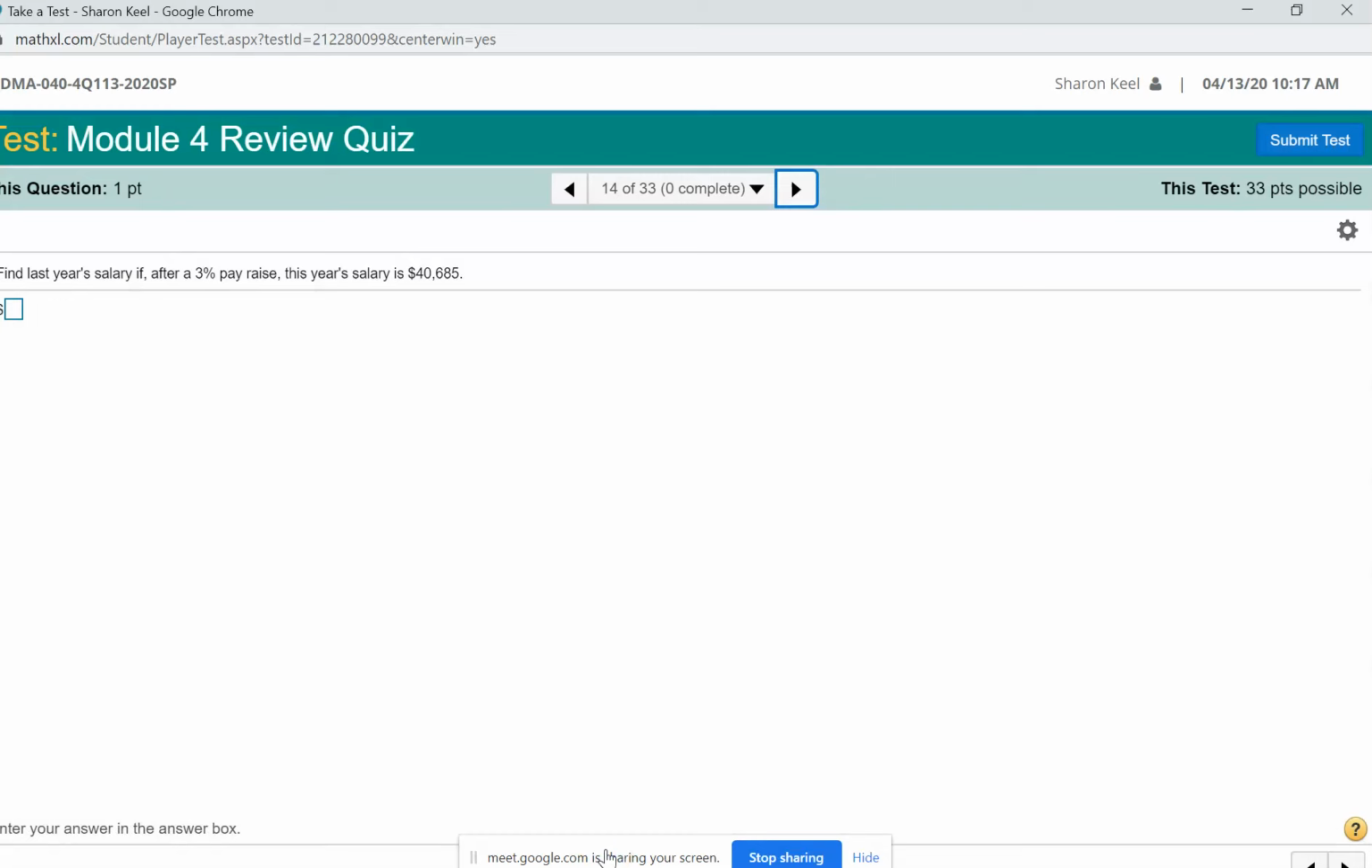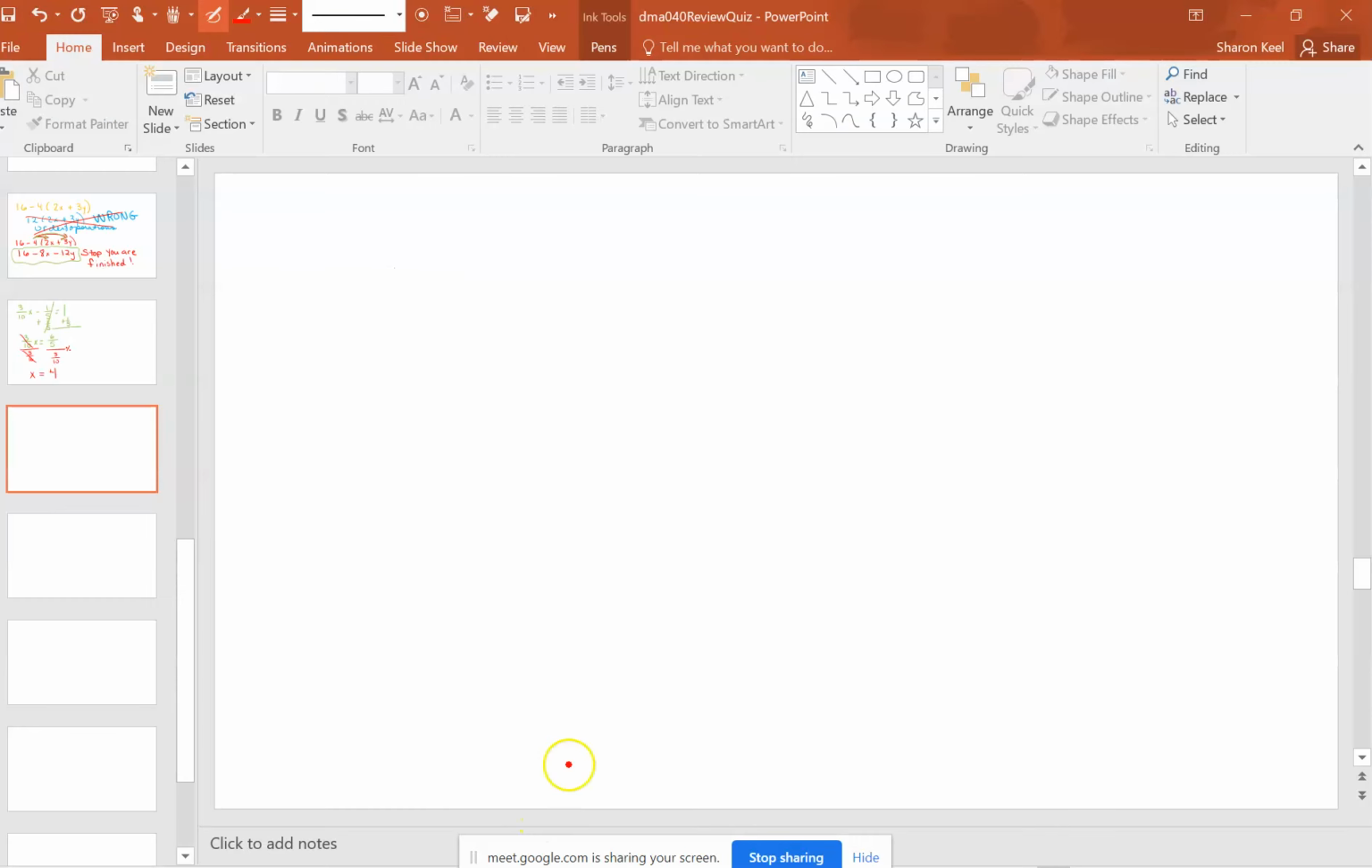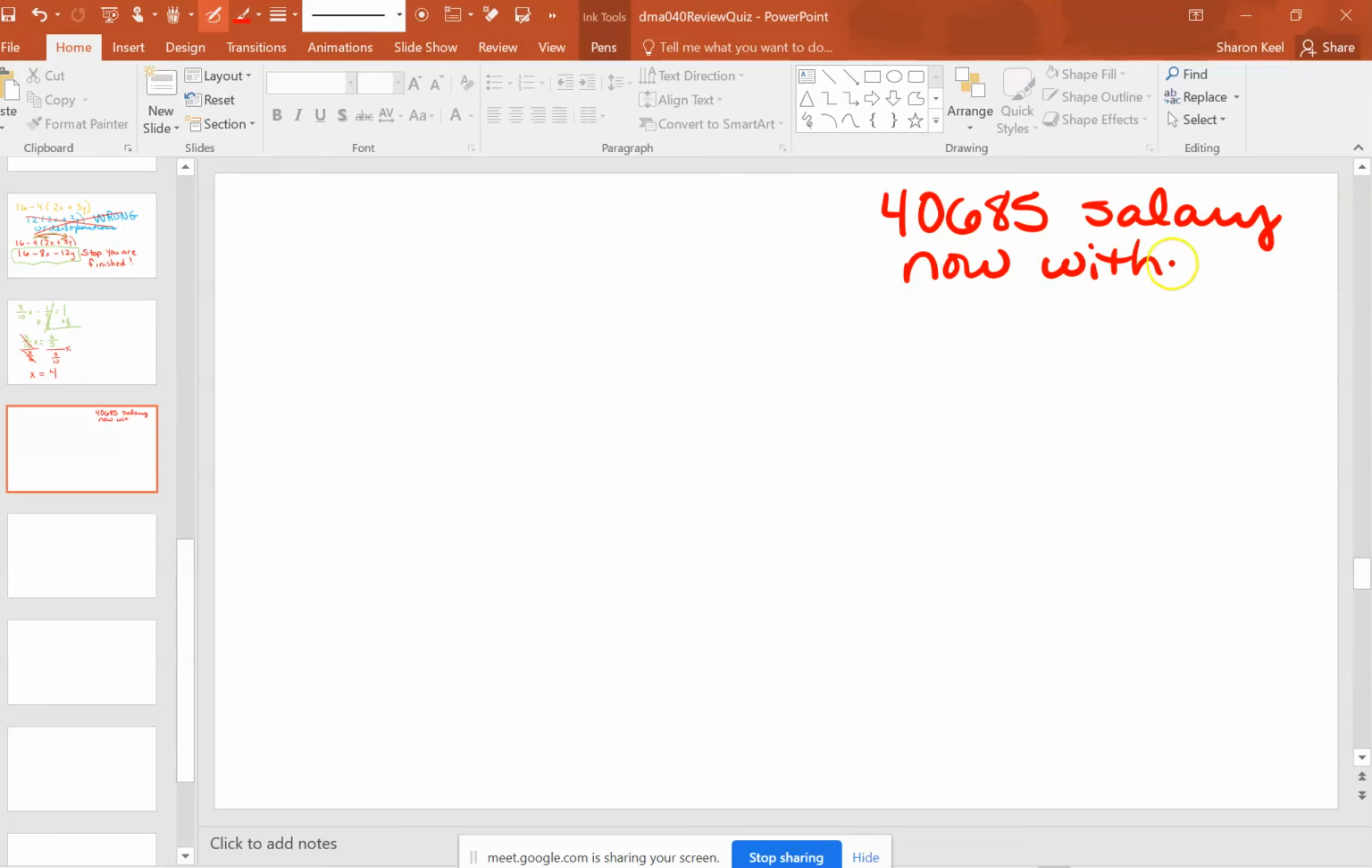Okay, next, this is a good one. Find last year's salary if, after a 3% pay raise, this year's salary is $40,685. $40,685 is the salary now with a 3% raise.